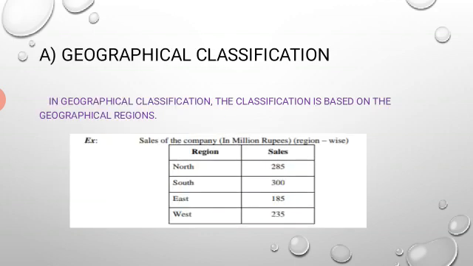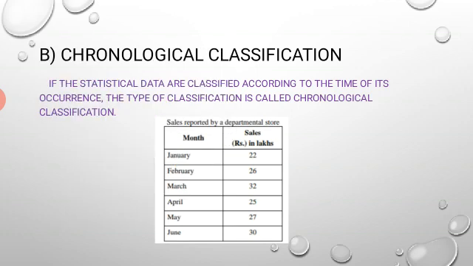Geographical classification. In geographical classification, the classification is based on geographical regions. For example, the sales of the company in million rupees, region-wise: north, south, east, west can be plotted in this example. Chronological classification. The statistical data are classified according to the time of their occurrence. This type of classification is called chronological classification. For example, sales reported by a departmental store. A month-wise report can be formed in this example.